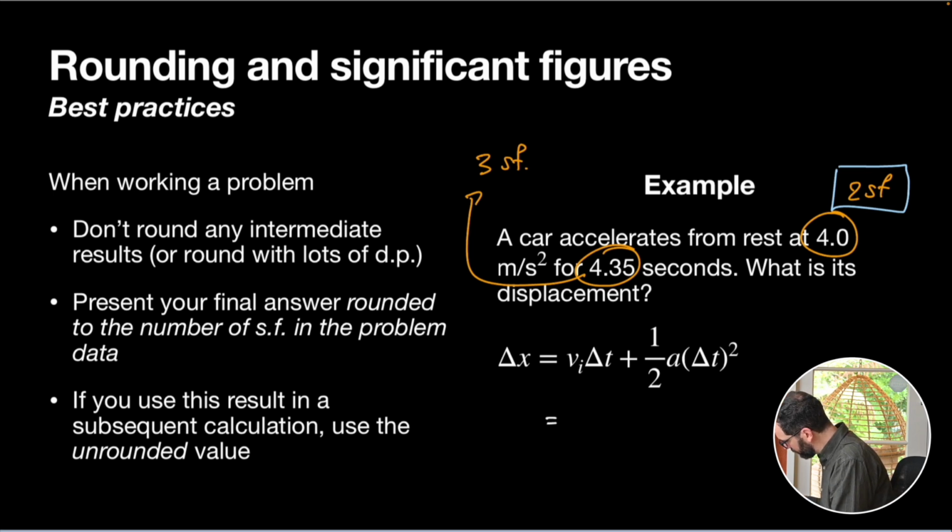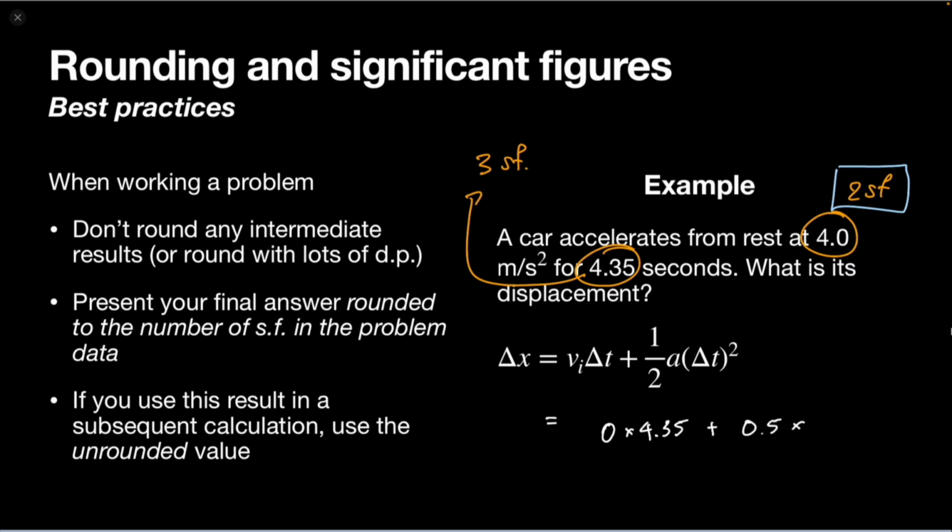From rest, that means my initial velocity is 0. So it's going to be 1/2 times the acceleration. I should put that in. Include the 0 just for completeness: 0 times 4.35 plus 1/2, 0.5, times my acceleration, 4.0, times delta t squared, 4.35 squared.